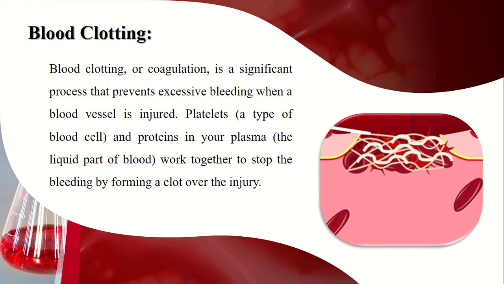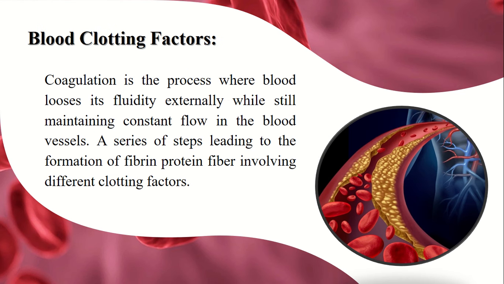Now I'm going to explain what is blood clotting. Blood clotting, also known as blood coagulation, is a significant process that prevents excessive bleeding when a blood vessel is injured. Platelets and protein in our plasma work together to stop the bleeding by forming a clot over the injury.